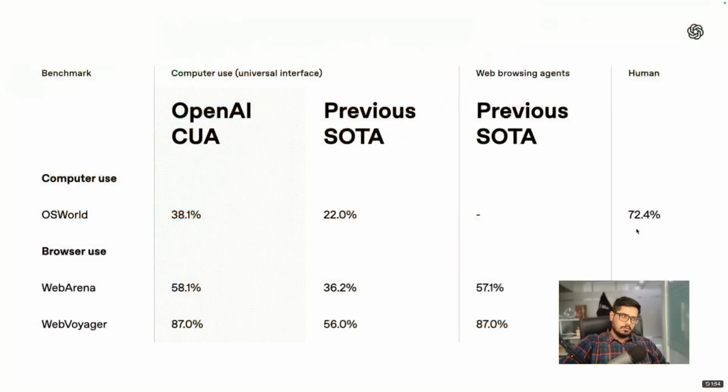So this is the same model that is used by Operator in ChatGPT. It has SOTA benchmarks on OSWorld, WebArena, WebVoyager. Early user feedback on the CUA model and the tool has been super, super positive, so I'm really excited to see what all of you build with it.